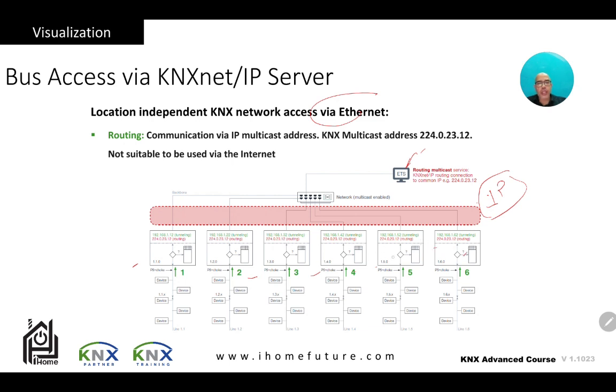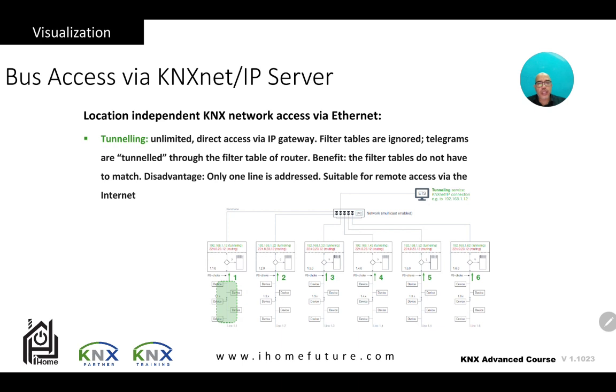Any of them will send me data. But this I cannot use on the internet because I'm using the multicast address. If I'm using the internet, then I can use only one, because I'm using tunneling here. Okay.